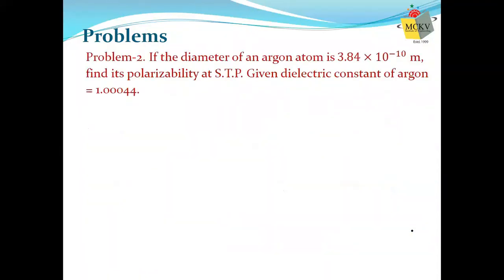Okay. Another type. So in the previous question, we used the polarization vector, the dipole moment, and polarizability also given. So we have used polarizability also. Now in this problem, it says the diameter of argon atom is this. Find the polarizability at STP, standard temperature and pressure. Given the dielectric constant of argon is this.